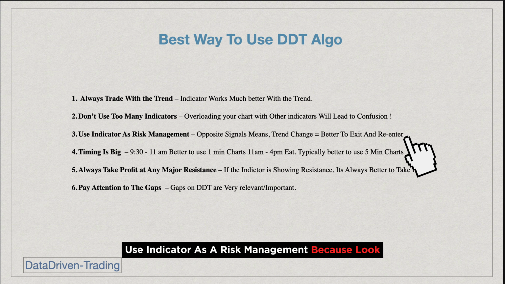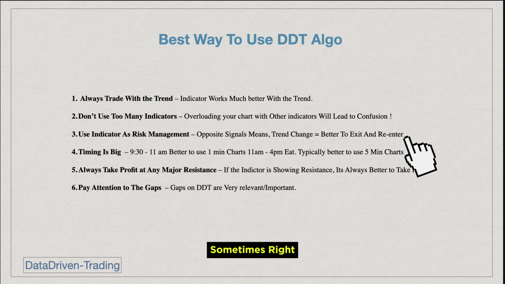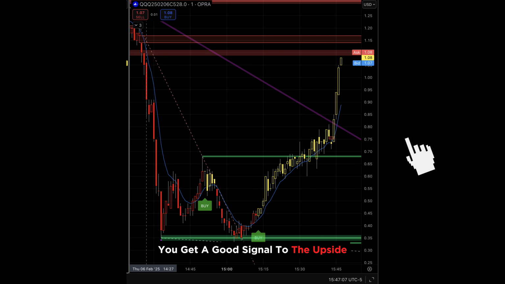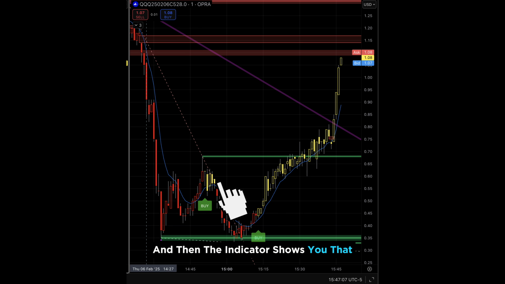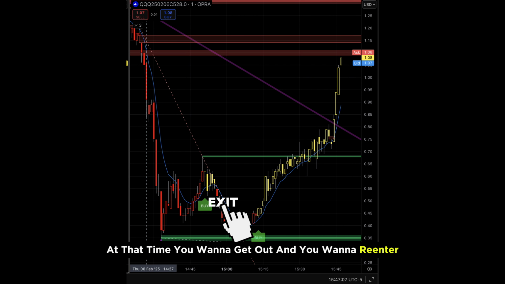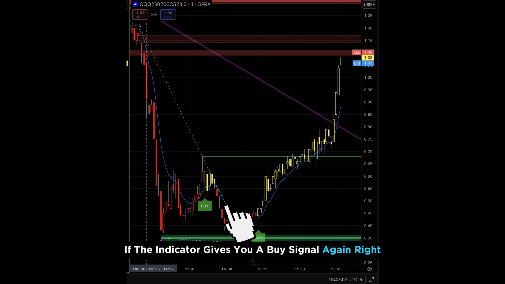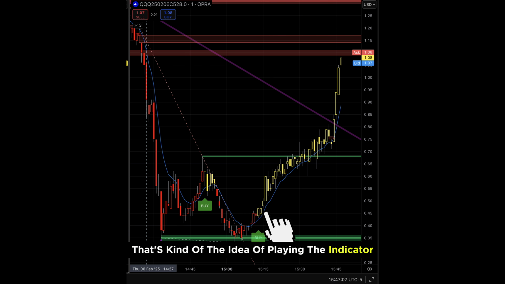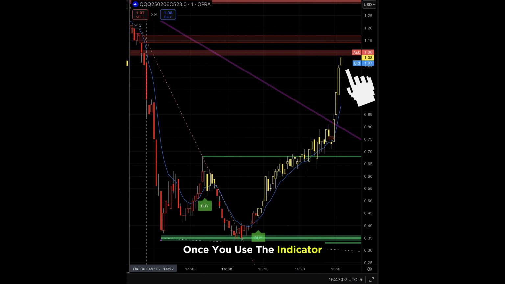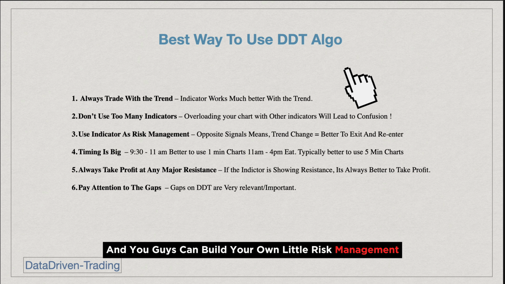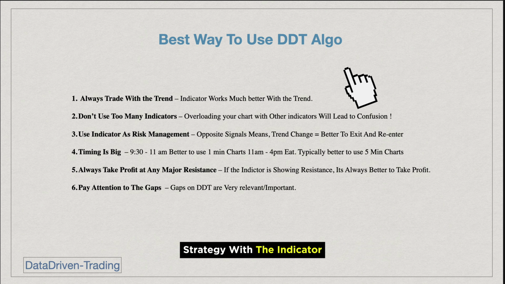The third thing, use the indicator as risk management, because look, sometimes you get a good signal to the upside and then the indicator shows you that, oh, the trend has changed to the downside. At that time, you want to get out and you want to re-enter if the indicator gives you a buy signal again. That's kind of the idea of playing the indicator, and you guys can see that over time once you use the indicator, and you can build your own little risk management strategy with the indicator.